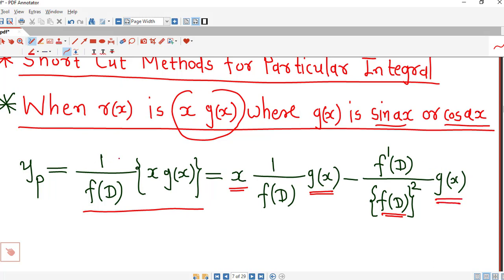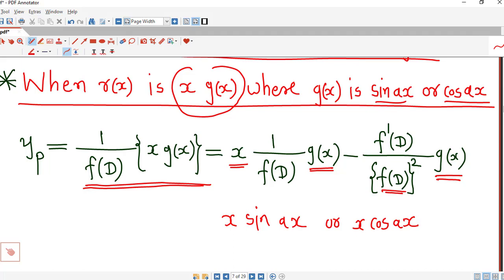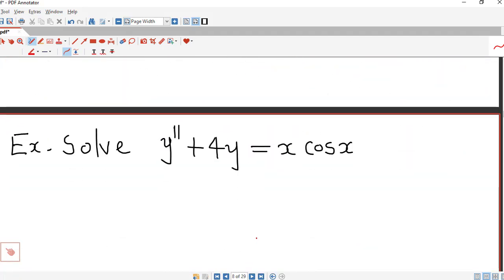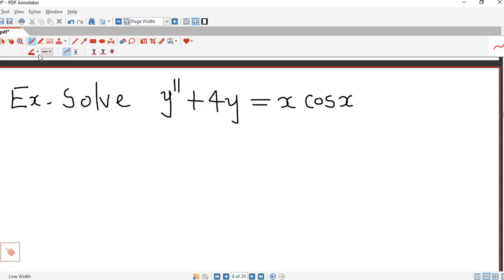So if we remember this formula, then whenever we have x into sin ax or x into cos ax, it will be easy as compared to method which we have discussed in previous lecture. So today we will explain one example which illustrates the application of this formula, and we can compare that it is very easy as compared to previous formula. So we start with this example.